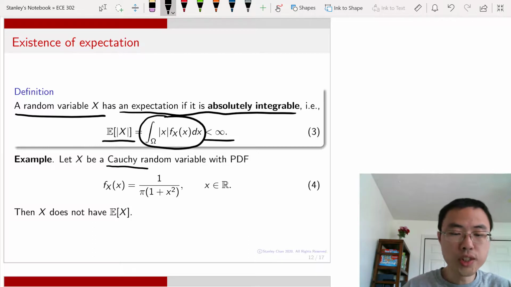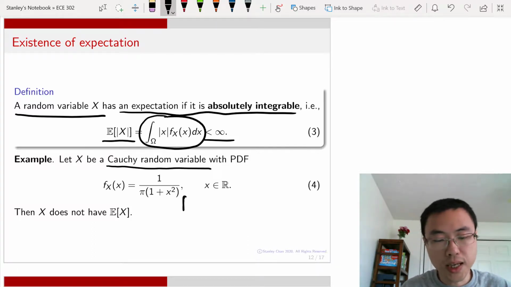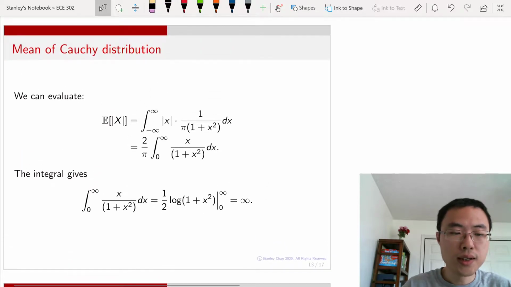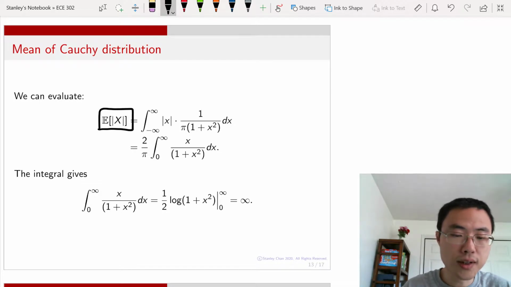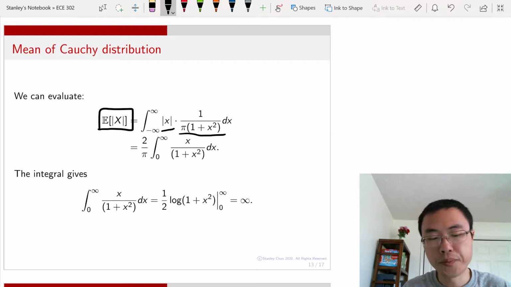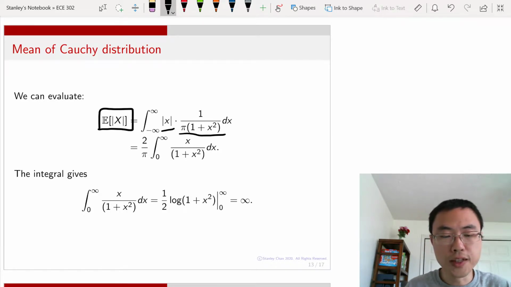For example, a Cauchy random variable with this PDF does not have an expectation. We can show pretty easily that the expectation of the absolute value of x is the integration from minus infinity to infinity, which is the range of your Cauchy random variable, of absolute x times fx. Because this is an even function, you can just evaluate 2 times the integral from 0 to infinity.